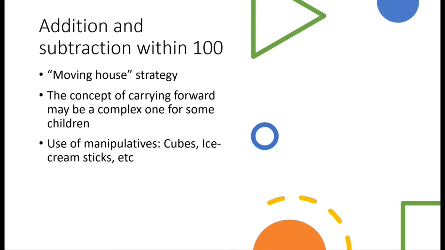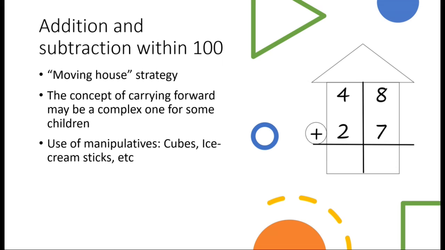I have an example of a question on addition within 100. To help our students understand how to do addition within 100, we'll need to explain to them that there are two types of houses here. We have the ones house at the back, and we have the tens house in front. The ones house can only accommodate one digit number, and the tens house, being a bigger house, can accommodate two-digit numbers.